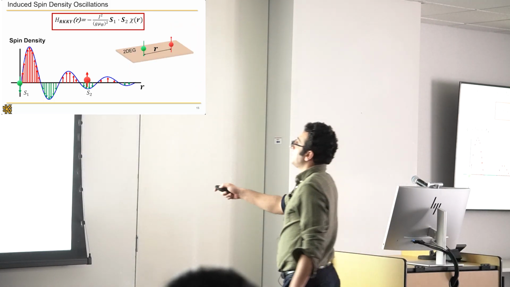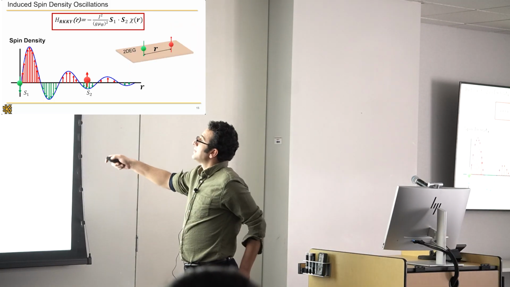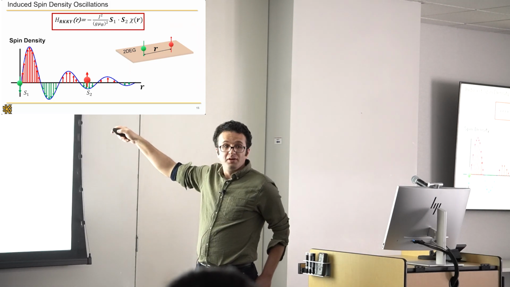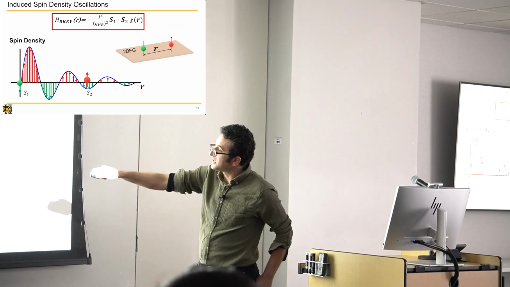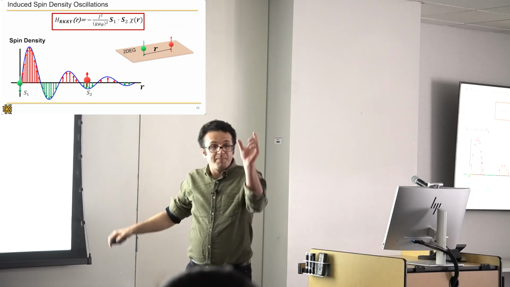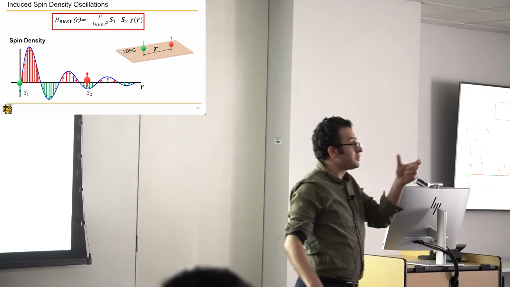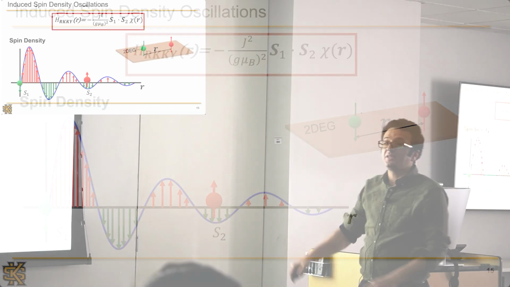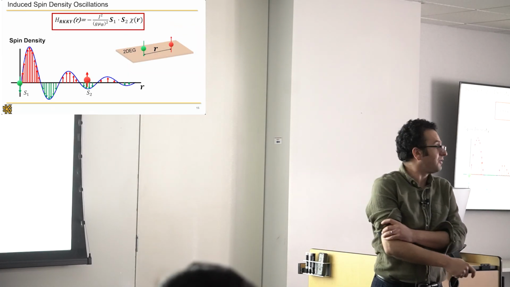Okay? If I have two spins separated by the distance r, spin 1 and spin 2, the two external spins, they will see each other through the spin density oscillations of the bath that are proportional to the real space representation of the spin susceptibility of the metal.